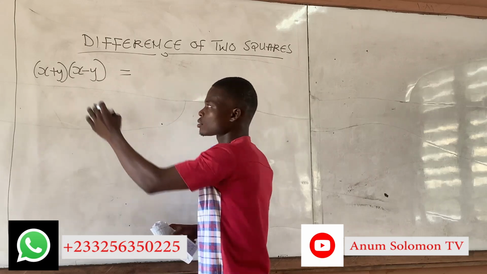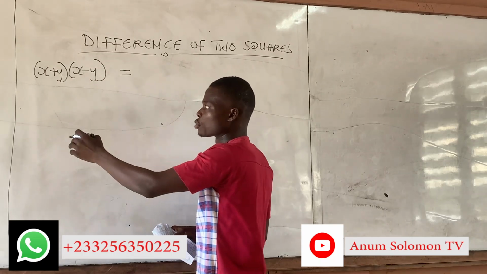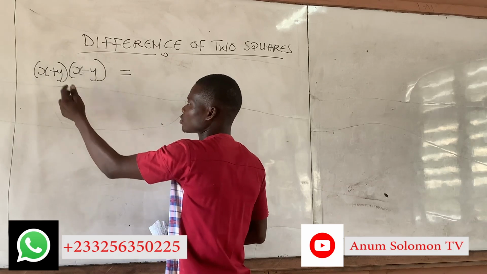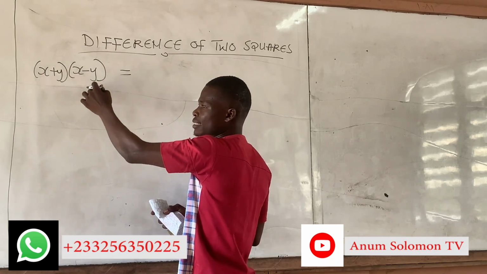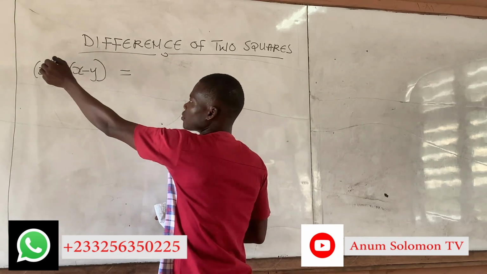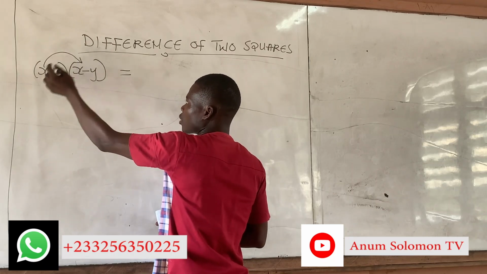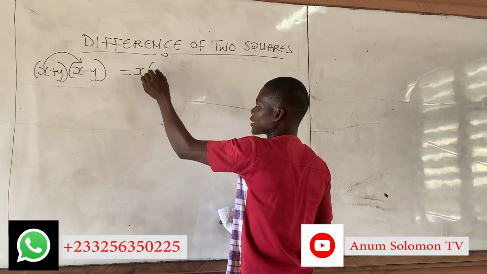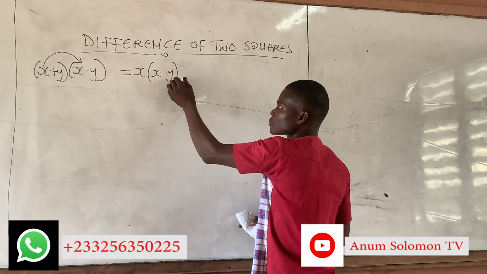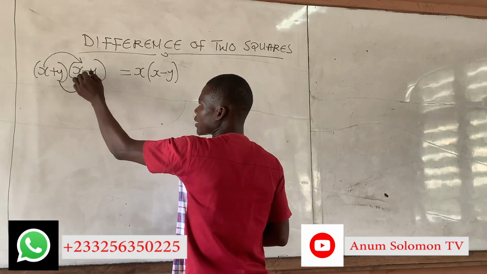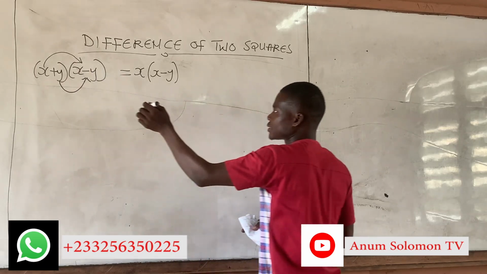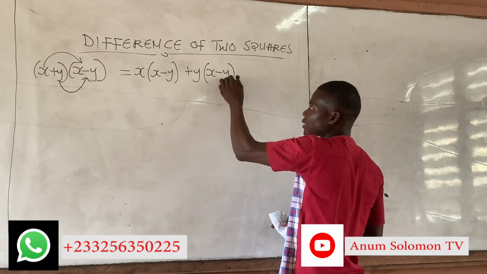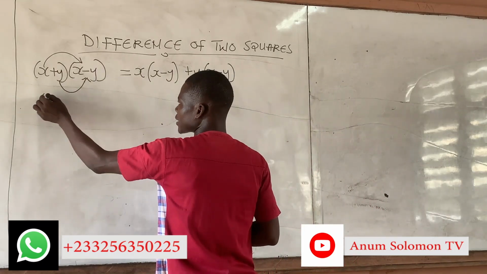To expand these two brackets, we have to use the terms in the first bracket to multiply all the terms in the second bracket. So let's take the x to multiply all the terms in the second bracket, so that is x(x minus y). After that, we take the y to expand the same second bracket. We have plus y(x minus y).